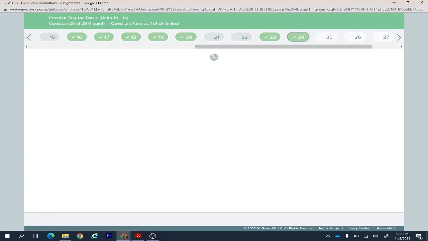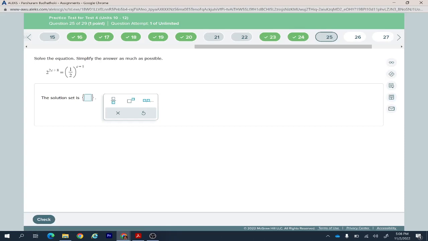Great. Yeah, sometimes mistakes happen, so make sure that you double check your work. So this is the same idea, just replace on the left side, this is 2 to the power 2c plus 8. Can you write down 1 over 2 as a 2 to the power something? Can you? The answer is yes.